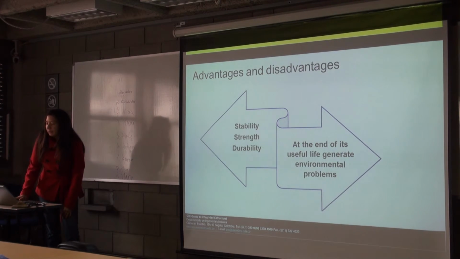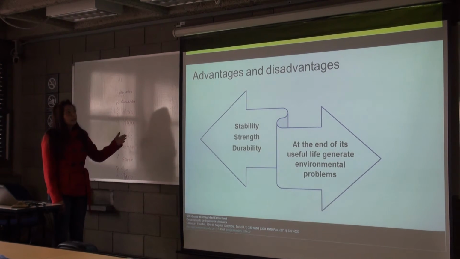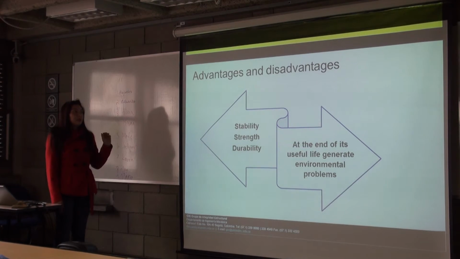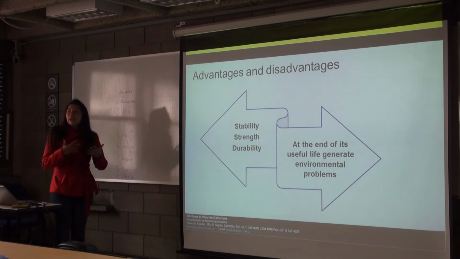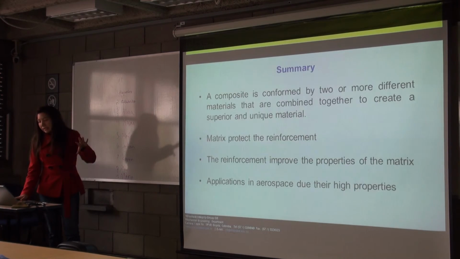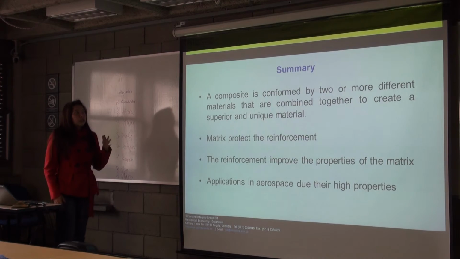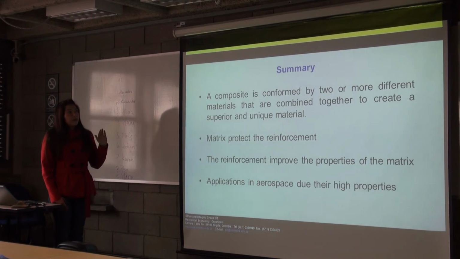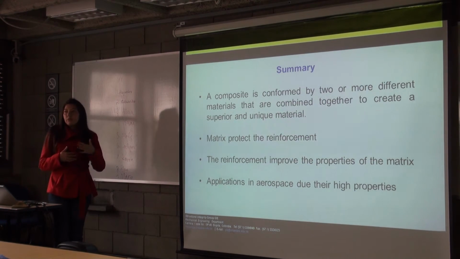Now, I'm going to give you some advantages and disadvantages of this kind of material. First of all, composites display good stability, also good strength and durability, but on the other hand, at the end of their useful life, these materials generate environmental problems. So, this is the general background about composite materials. And in summary, first, a composite is a material composed of two or more different materials that are combined together to create a new one, a superior one.